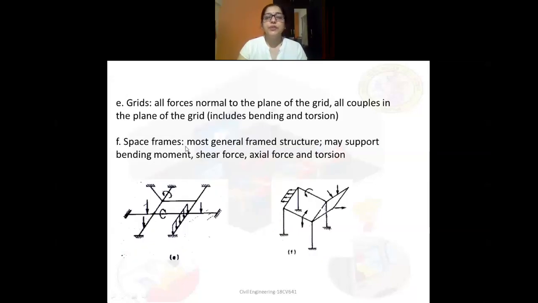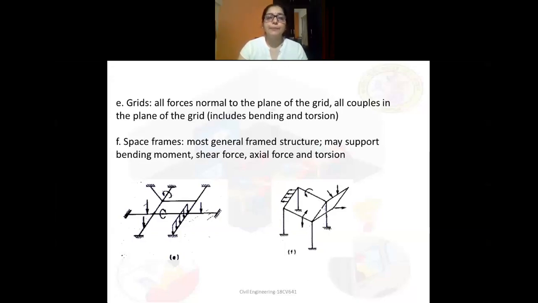Grids, whereas in case of grids, in figure E, you can see all forces are normal to the plane of the grid, all couples are in the plane of the grid. So all forces are perpendicular to the grid, right? As well as the couples are in the plane of the grid. It includes bending and torsion. So a grid includes bending and torsion, and all couples are acting in the plane of the grid as shown in figure E.